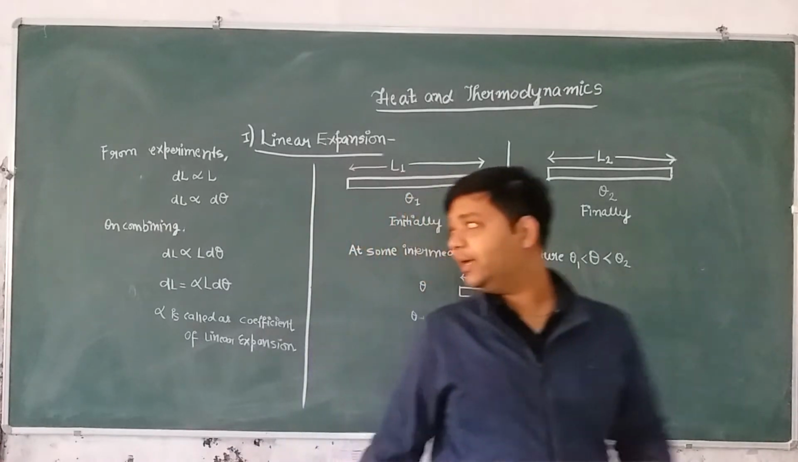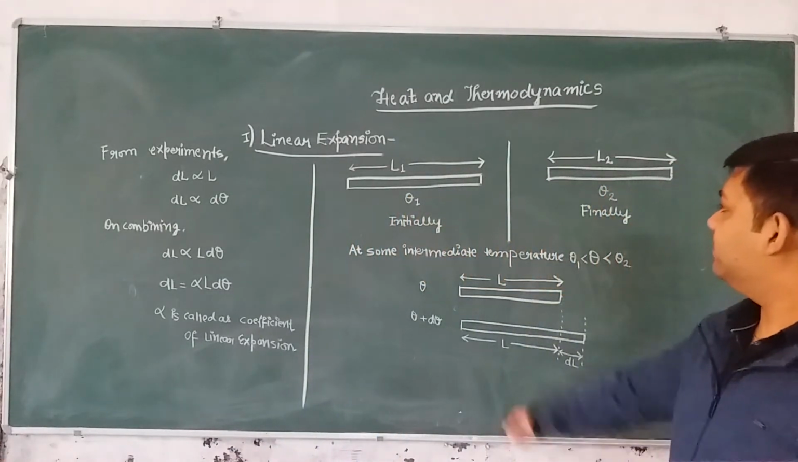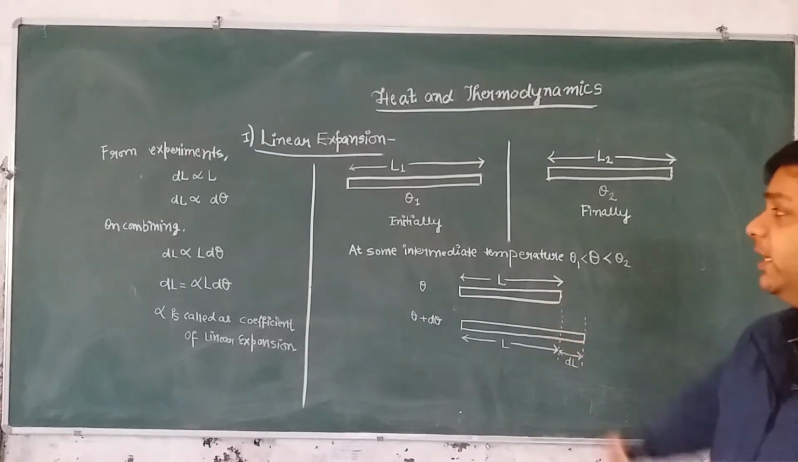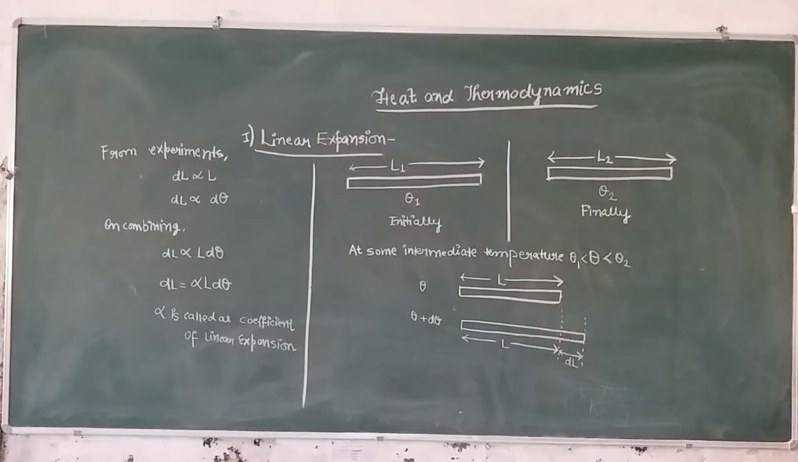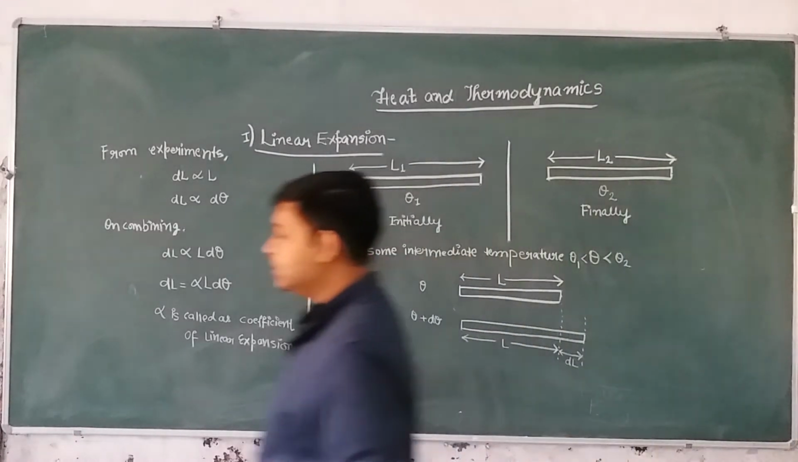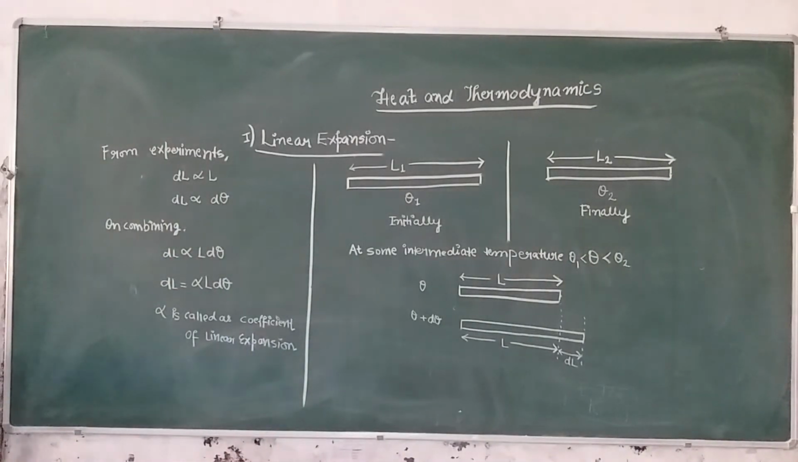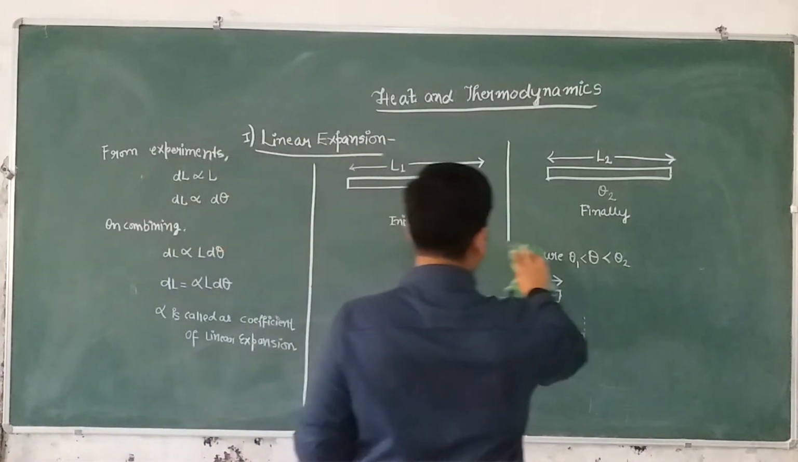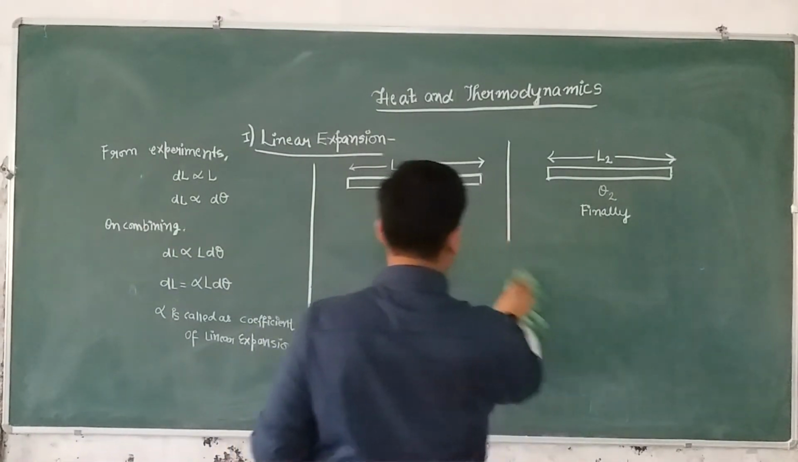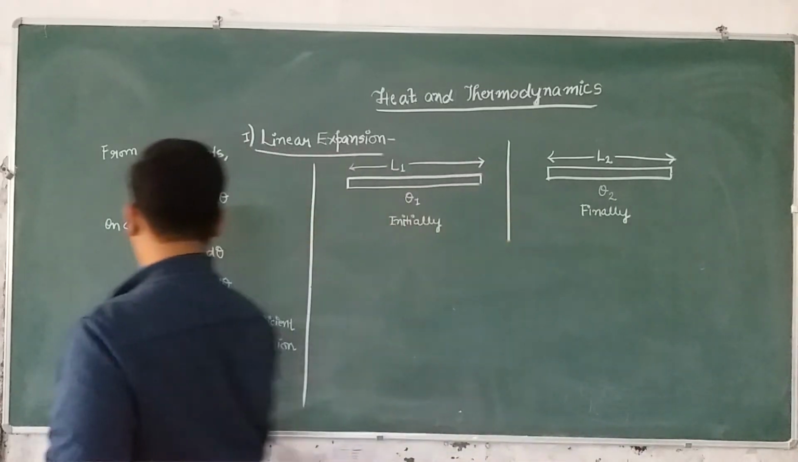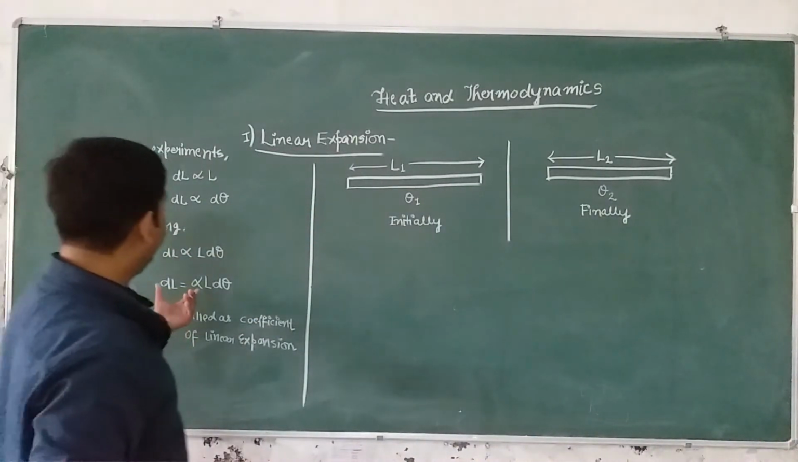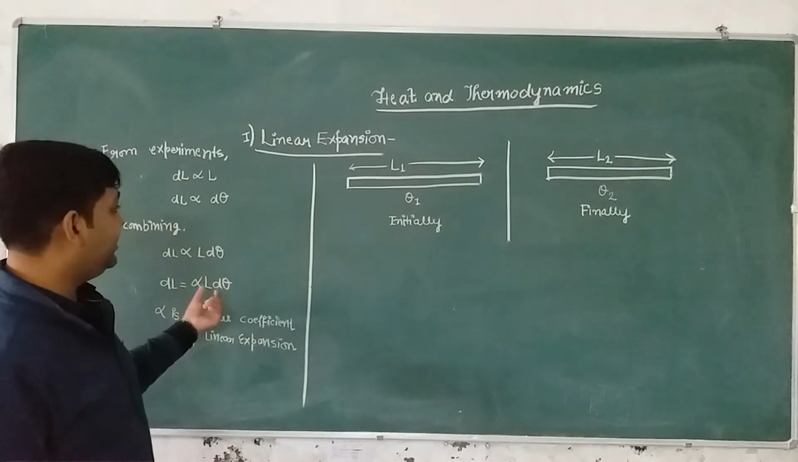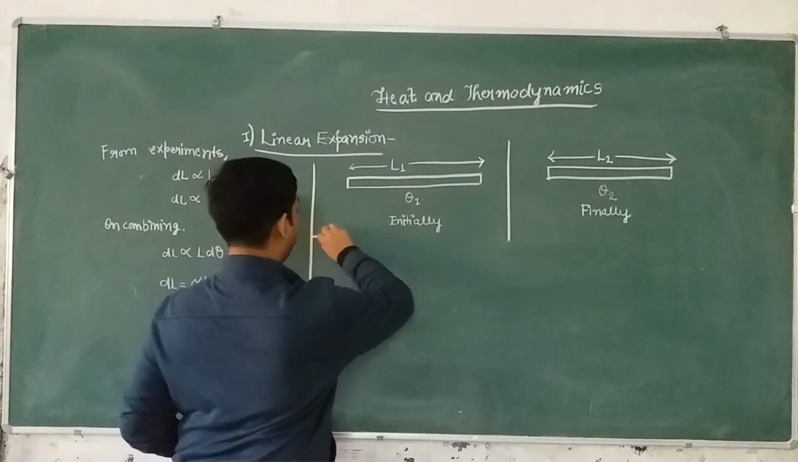Please note down till here and then we shall proceed forward, because I have to erase this because I need more space. So please copy this down and then we shall move forward. Right? I hope you have copied this. So now I am going to erase this. So from here we have dL is equal to alpha L d theta. I am keeping this aside.